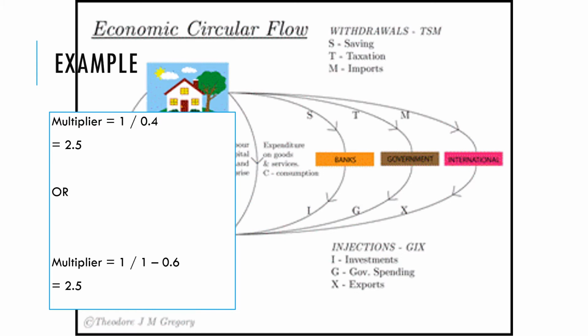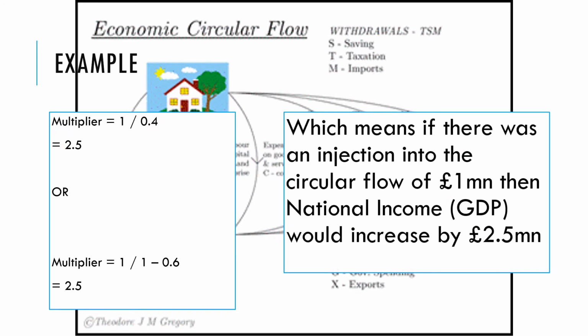So what does this mean? This is our multiplier ratio. What does that mean? It means if there was an injection into the circular flow of £1 million, then national income would increase by 2.5 times that initial injection. So national income or GDP would increase by £2.5 million.